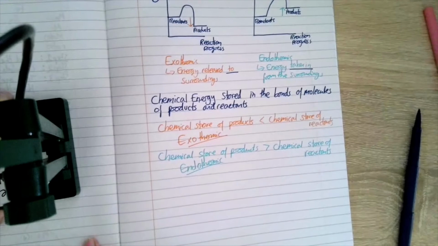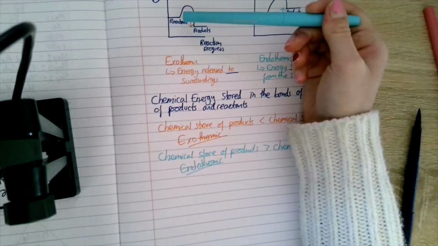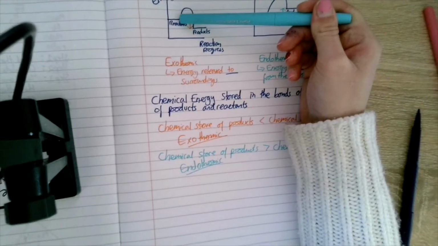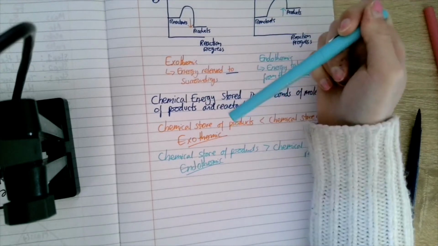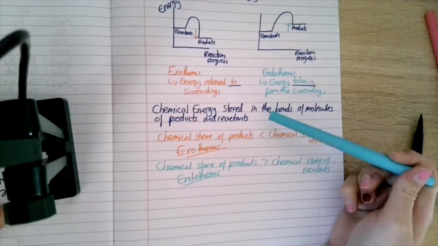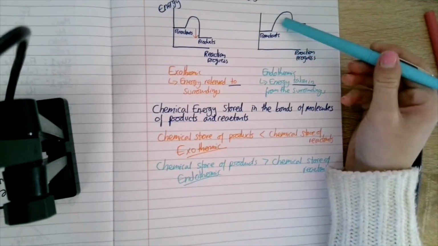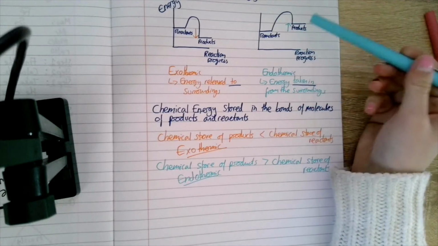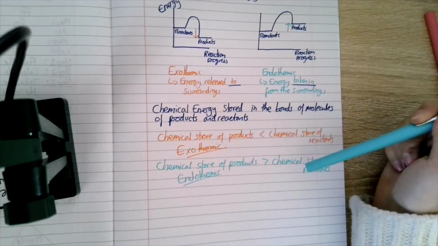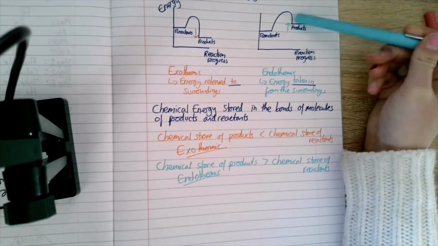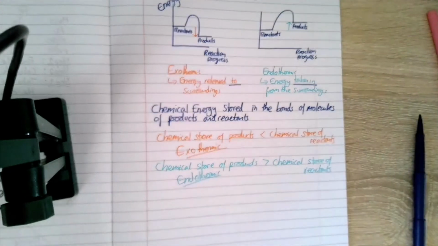And so when our energy is being released to the surroundings, our energy is coming from our chemical store of our reactants and being transferred to the thermal store of the surroundings. Similarly, with our endothermic, our energy is being given to our chemical store of our products, as that chemical store of the products is greater than the chemical store of the reactants. We need to take in that energy from the thermal store of the surroundings into the chemical store of the products.